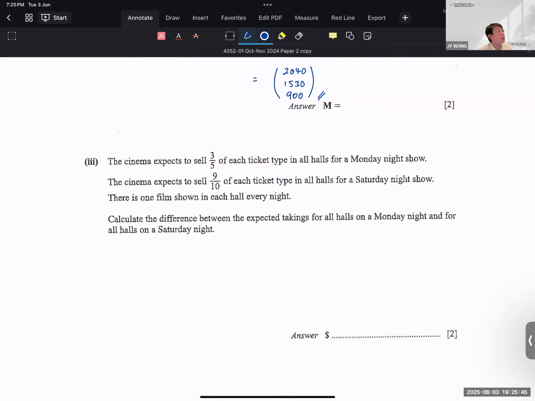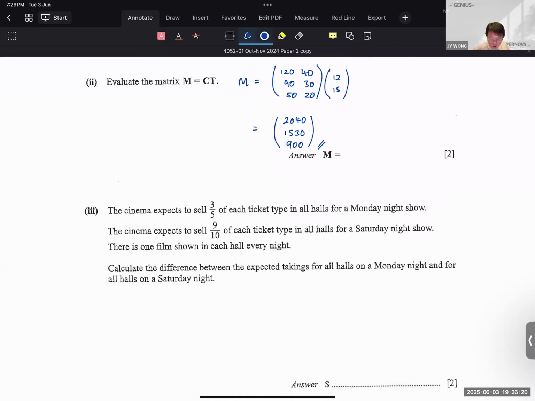Notice that they did not say by matrix multiplication. So do you have to do it by matrix multiplication? Technically, no. So you can use matrix multiplication or you can choose not to. The question did not specify. So read the question carefully.